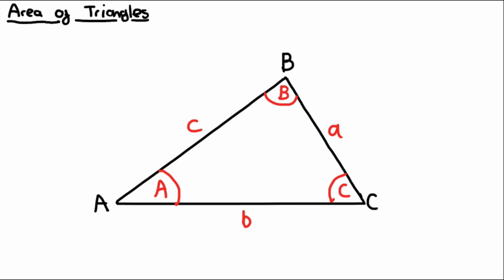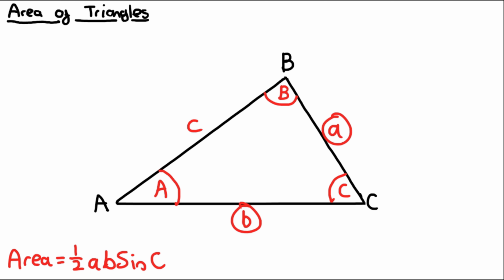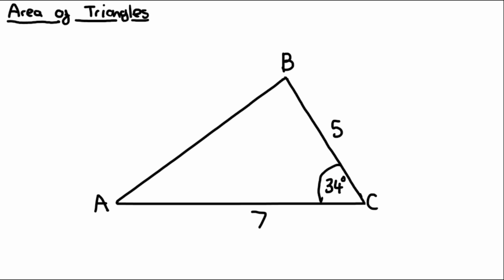We can find the area of any triangle using the formula, area is equal to half ab sin C. This isn't given to you in the formula booklet, so you'll need to learn it. So if we know two sides, so let's say this side, and the angle between them, say this side, we can find the area of any triangle. So let's do an example.